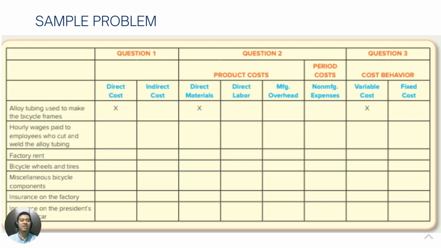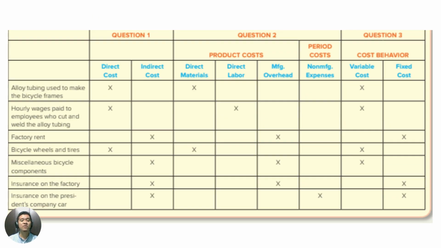Factory rent. Okay, factory rent. Is it direct or indirect? Of course, factory rent is an indirect cost. It is indirect because we cannot identify the factory rent to the product. Then, it is not a material, it is not a labor, it is a manufacturing overhead. So, since it is a manufacturing overhead, it is a fixed cost. Next, we have, so on and so forth. Actually, there is an answer key here. This is the answer key. If you can, screenshot it for you to practice.